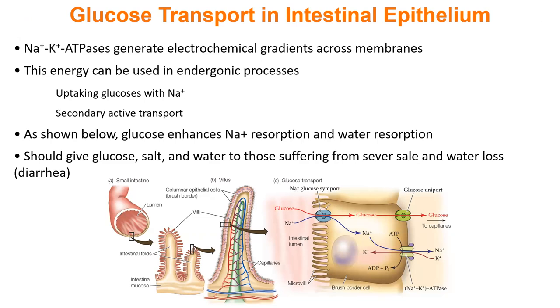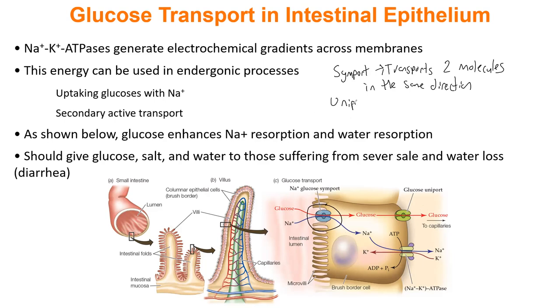Inside your small intestine, in the cells that are arrayed against the small intestine, you have what's called a symport, a sodium glucose symport. And what a symport is, transports two molecules in the same direction. So this is how we take up glucose after eating a meal, is that we take glucose and sodium. The glucose moves through the cell and then it is transferred to the blood via a uniport.